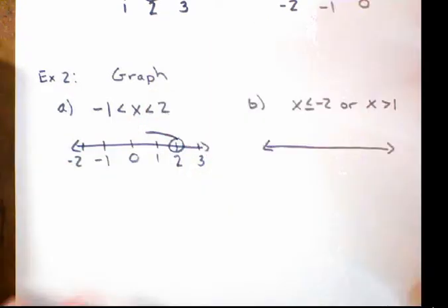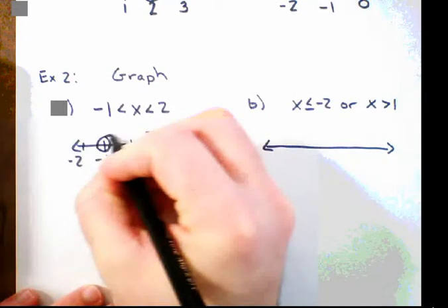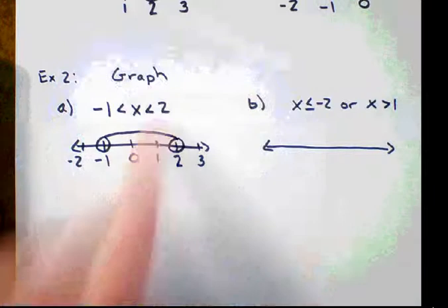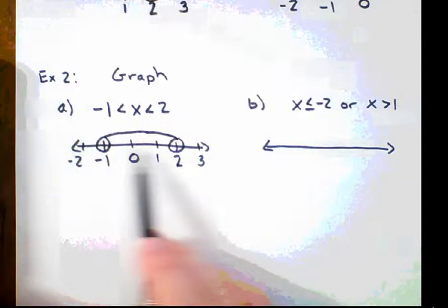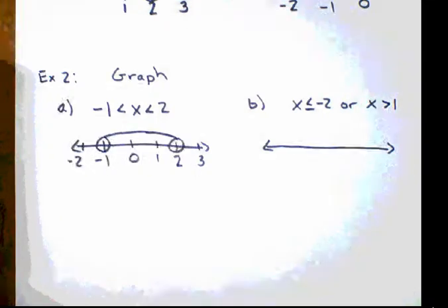So at -1, I'm going to put an open circle, and it's greater than. So it's going to meet right in the middle. So x is less than 2 and greater than -1. That means it can be any value in between -1 and 2, but not including -1 and 2.